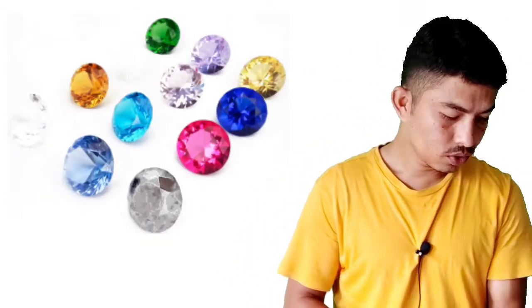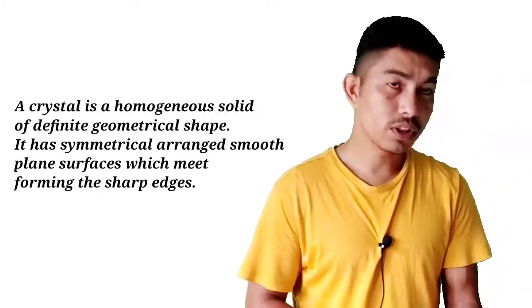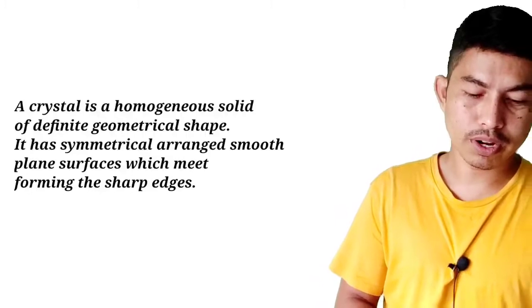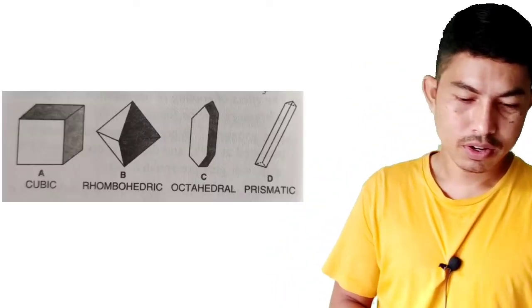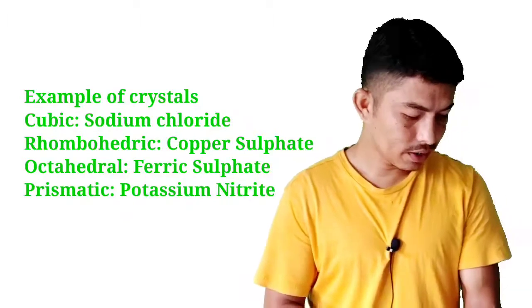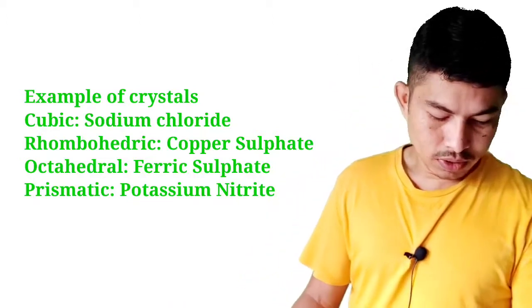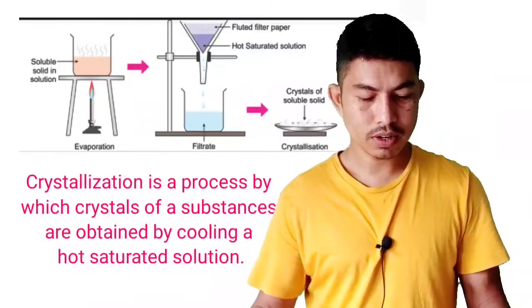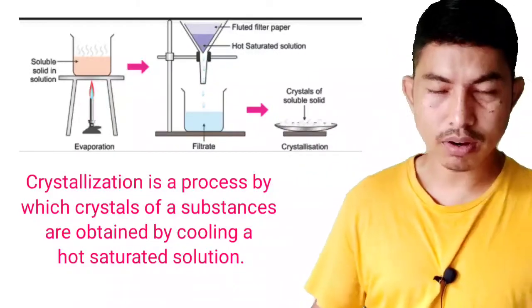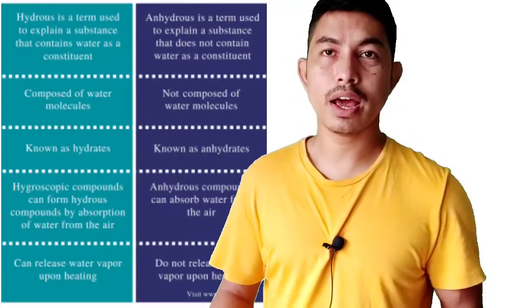So to begin with the term crystal. What is a crystal? We have already studied about crystals in physics also. A crystal is a homogeneous solid of definite geometrical shape. There are various kinds of crystals like cubic, rhombohedral, octahedral and prismatic. In chemistry we have various salts that are in the form of crystals, like sodium chloride, copper sulfate, ferric sulfate and potassium nitrate. And crystallization is the process by which the crystals of the substances are obtained by cooling a hot saturated solution.